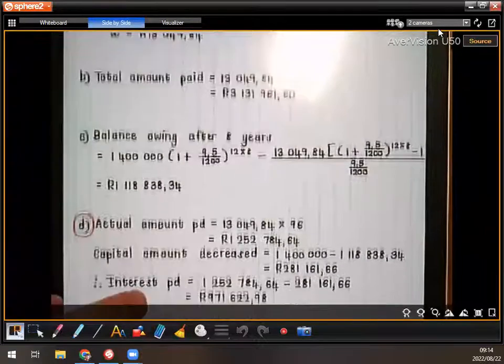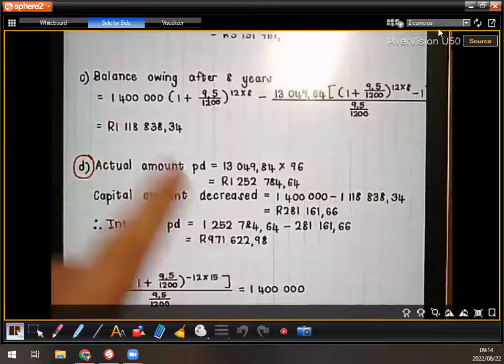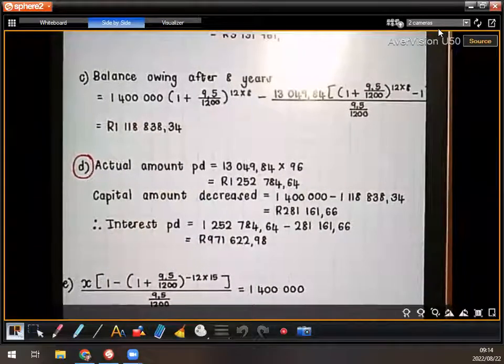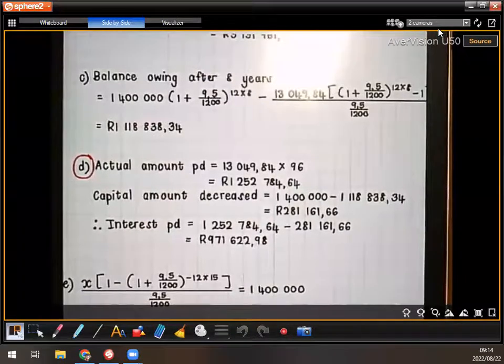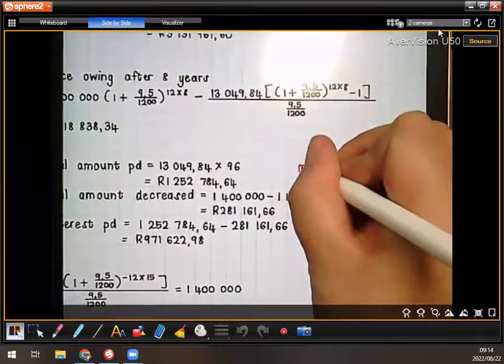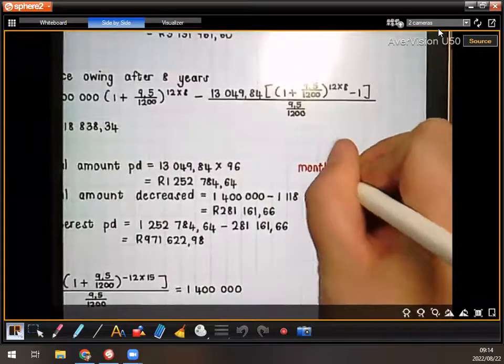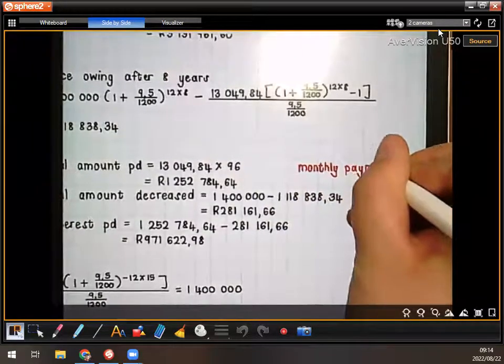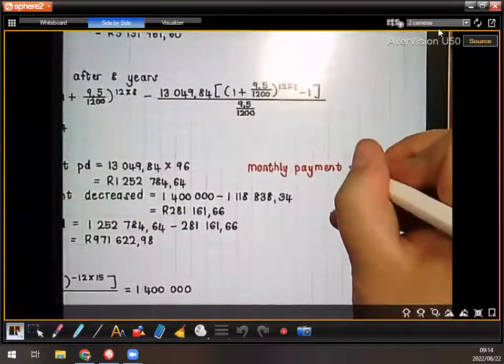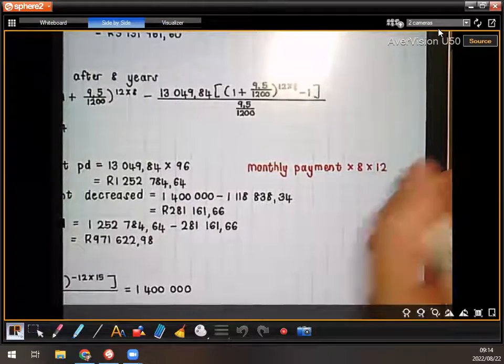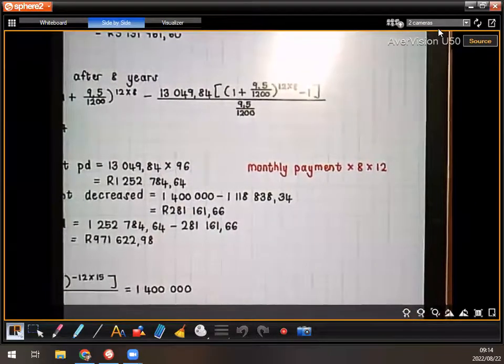All right, now I tried to write this out. You might be able to do this in fewer steps, but I wanted to write it out as clearly as possible. So guys, in 8 years you need to first calculate how much you actually paid in 8 years. That was the first thing that I did. Actual amount paid: the monthly payment times 96. That's how many months there are in 8 years. You might want to write this down as a little formula: monthly payment times 8 times 12. That's where the 96 comes from. The monthly payment multiplied by the number of months in 8 years.